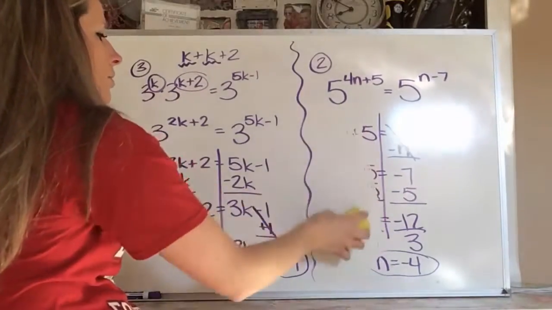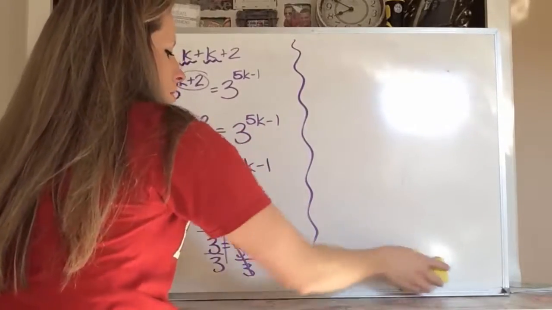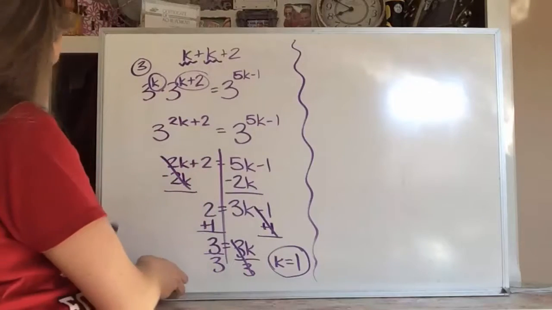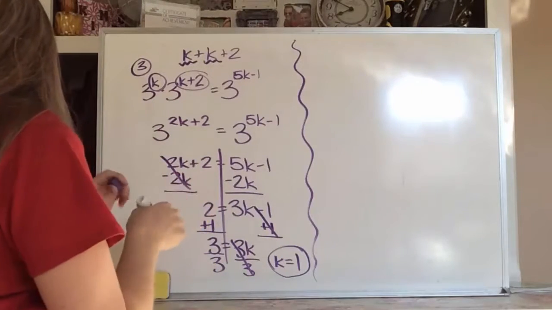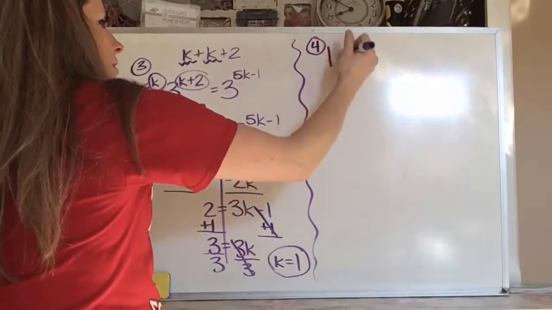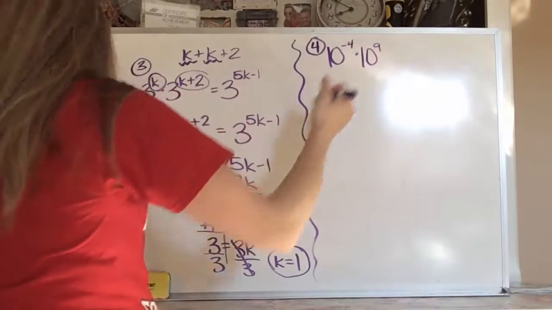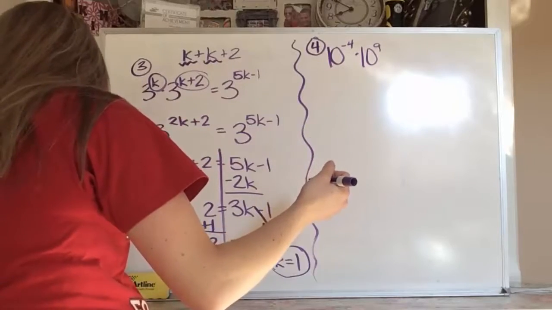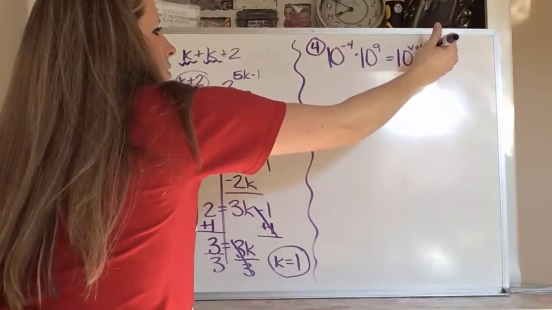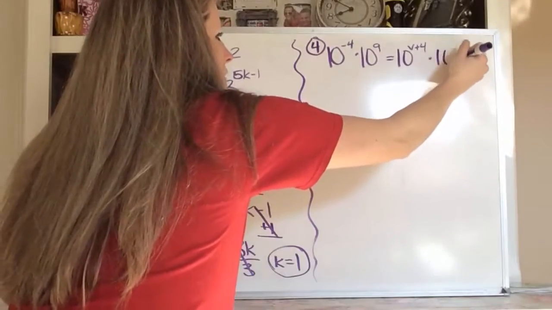All right, let's look at number 4. Okay, on number 4, we have 10 to the negative 4 times 10 to the 9th equals 10 to the v plus 4 times 10 to the 2v minus 11.